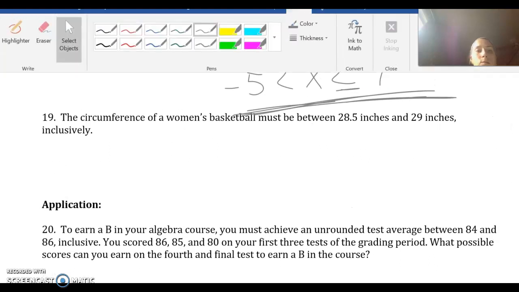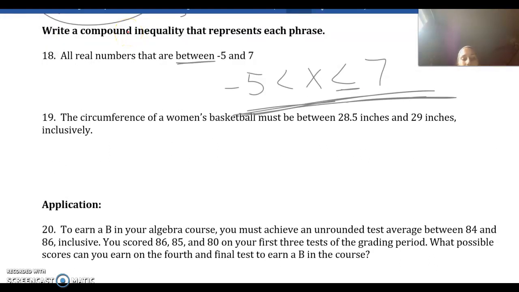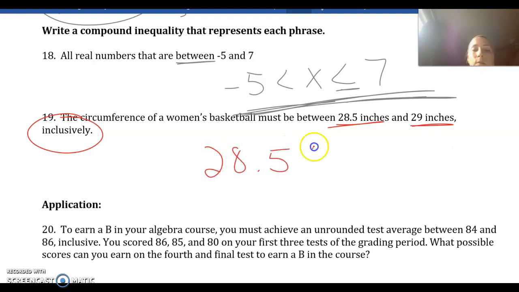Okay, so now we're going to try number 19. The circumference of a woman's basketball must be between 28.5 inches and 29 inches inclusively. So that means it can be those numbers or somewhere in between. That's what inclusively means, including those numbers. So 28.5, we're going to do the less than or equal to, because including those numbers, it can be those numbers. So it's number 19.